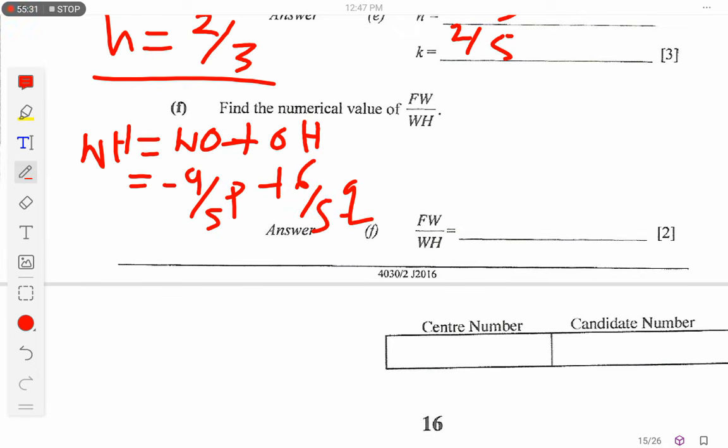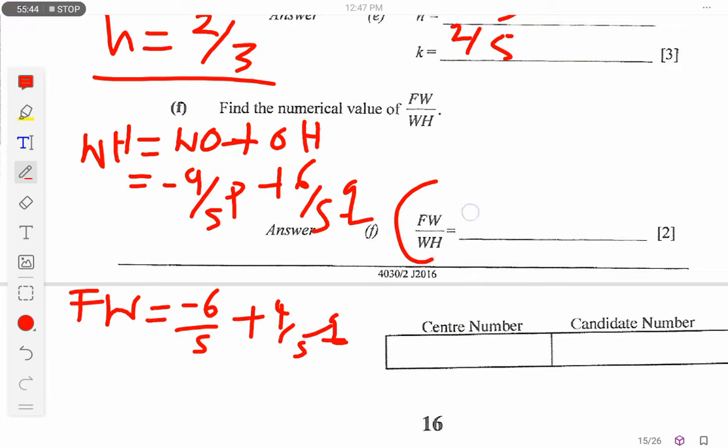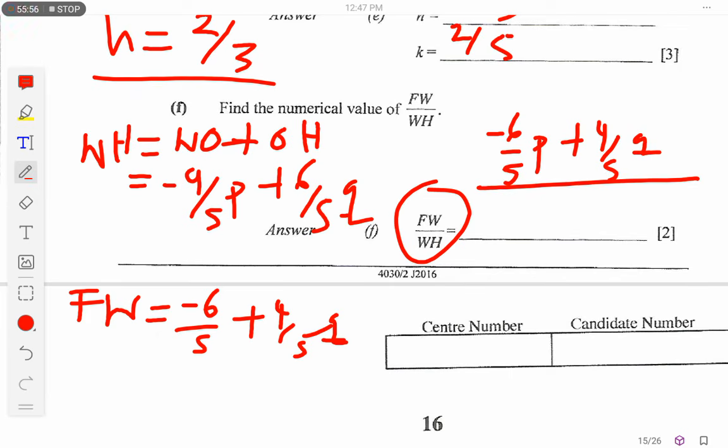Okay, and we said our FW is equal to minus 6 over 5p plus 4 over 5q. Now let's divide them together using the ratio. FW over WH is equal to minus 6 over 5p plus 4 over 5q all over minus 9 over 5p plus 6 over 5q, like that.